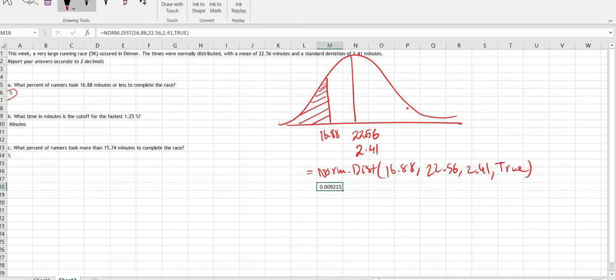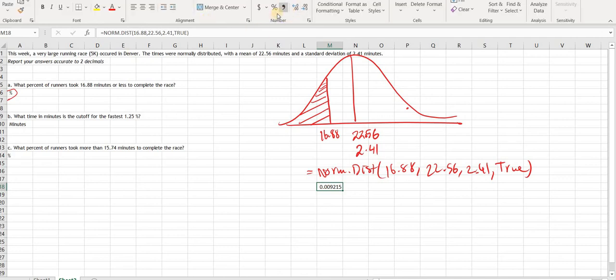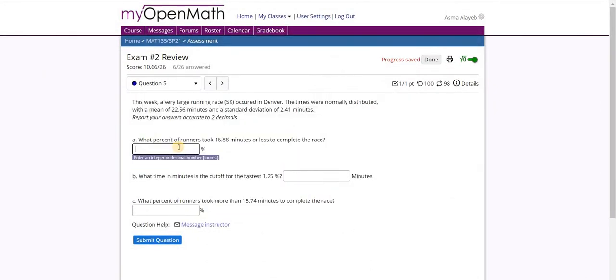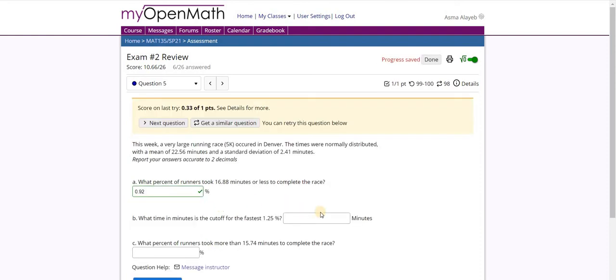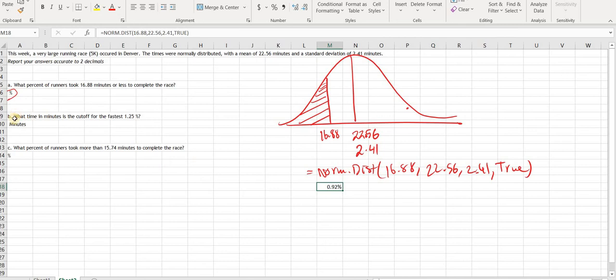Now to turn it into a percentage, I'm going to go to the Home tab and click this percentage sign right here. Then I need to round it to 2 decimal places. So I need to add 2 decimals, so it's 0.92. That is the percentage here, 0.92%. And submit the question.